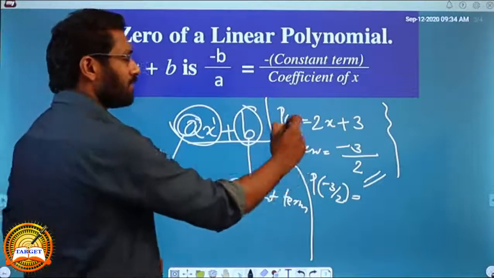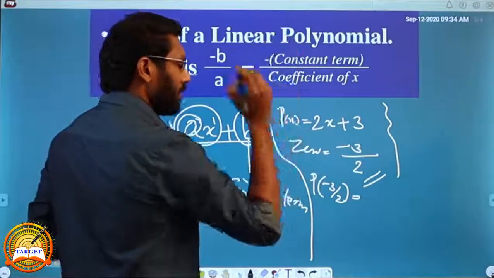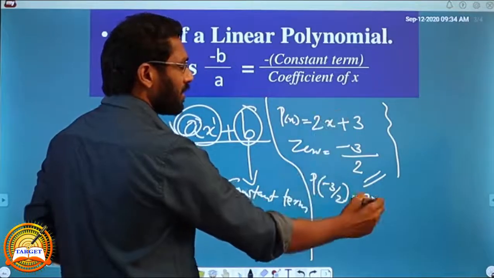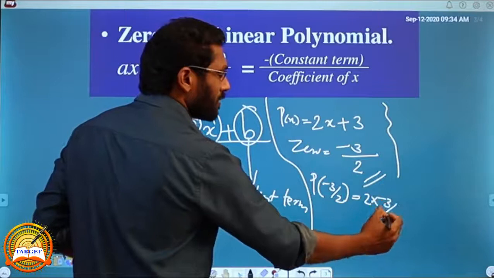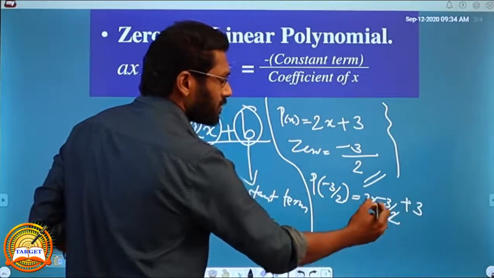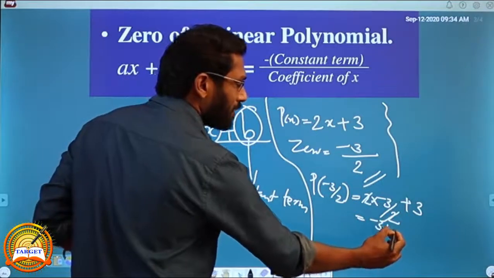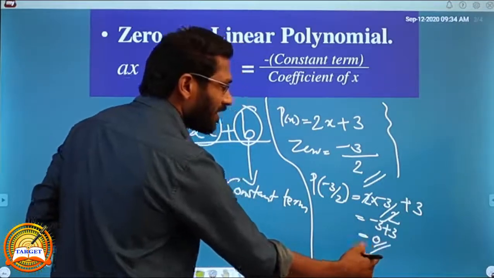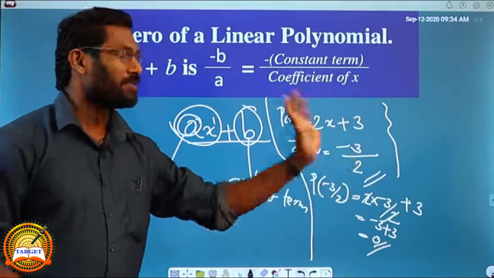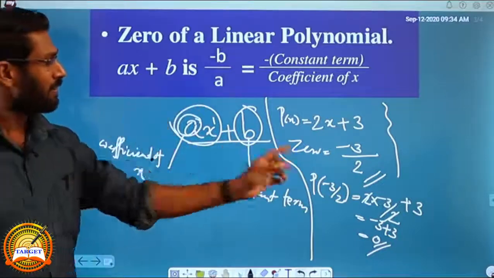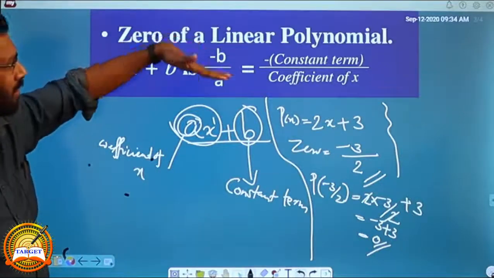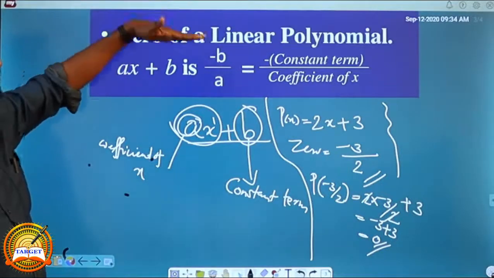So what will it be? p of x is equal to 2x plus 3. So it will be 2 into, in place of x we are giving minus 3 by 2. p of minus 3 by 2 is 2 into minus 3 by 2 plus 3. The 2 cancels, so the answer is minus 3 plus 3. It will be 0. Clearly p of minus 3 by 2 is 0. Therefore minus 3 by 2 is the zero of this polynomial. We can avoid this step simply by knowing this definition. So understand this definition well.